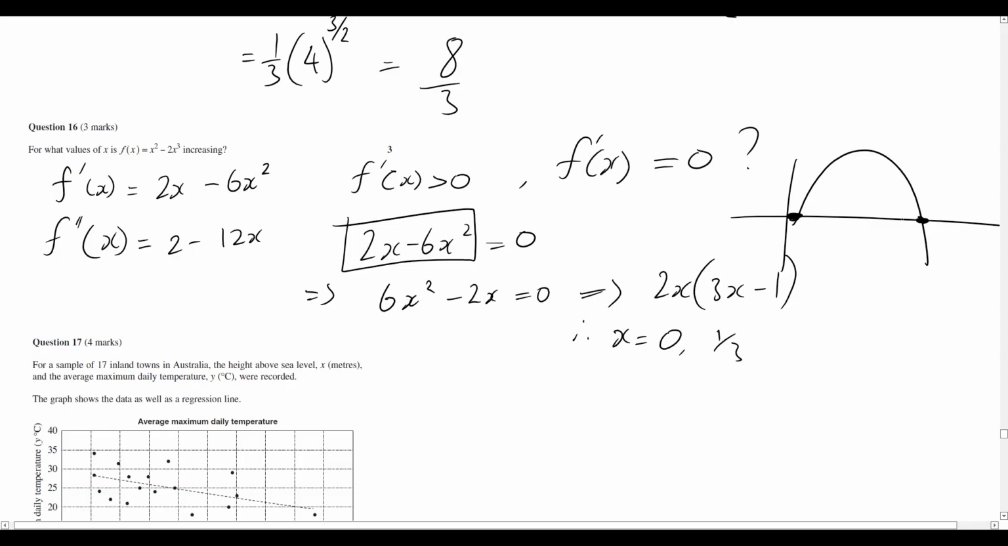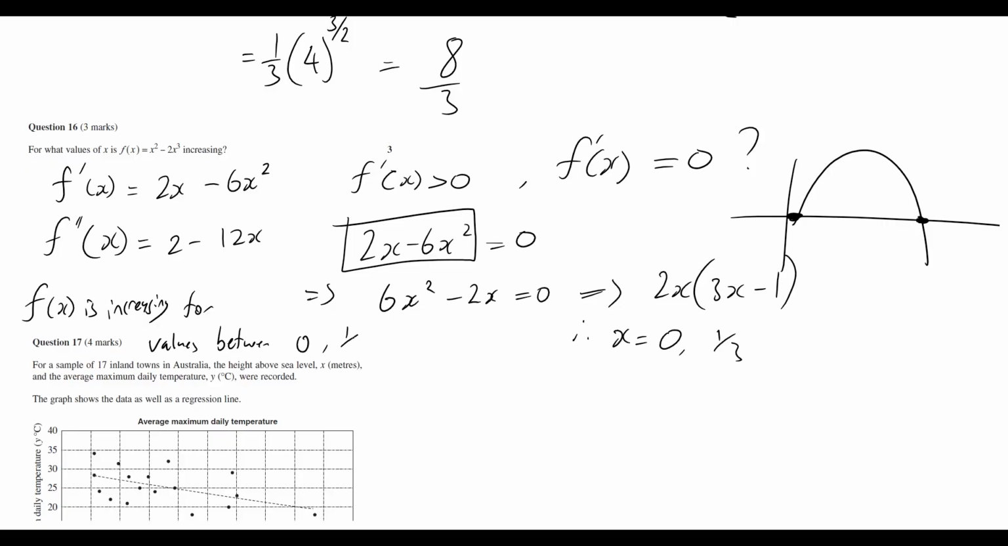So what that means now is that whenever the first derivative f'(x) is greater than 0, and we can clearly see that that's between x equals 0 and x equals 1 over 3, then this original function f(x) is increasing. So we'll say f(x) is increasing for values between 0 and 1/3. I can just put it like that. And there you are.